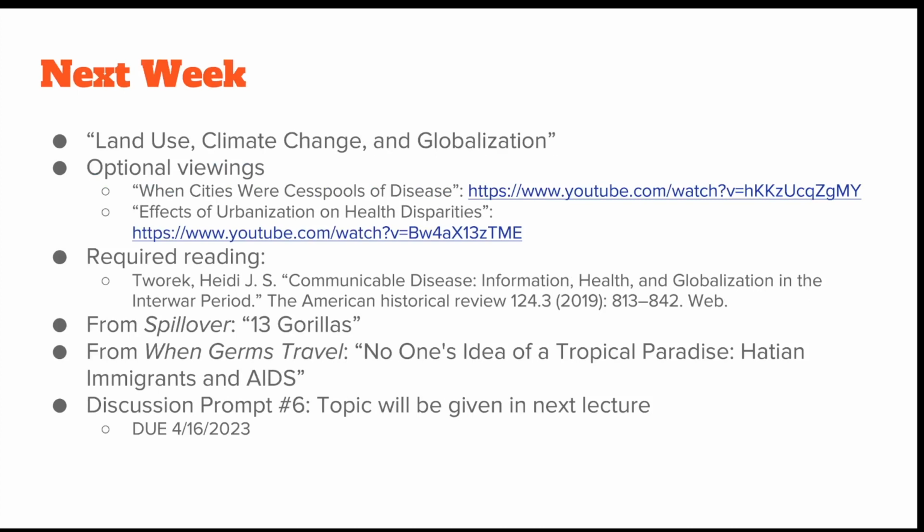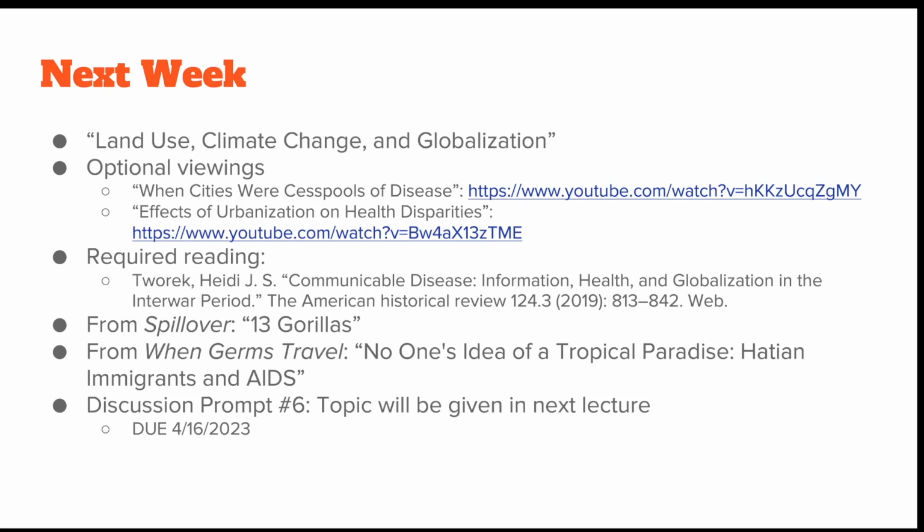Okay, next week we're going to talk about land use, climate change, and globalization. Optional, you can watch these videos: When Cities Were Cesspools of Disease and The Effects of Urbanization and Health Disparities. So, urbanization, good and bad, right? Urbanization brings you sewers and water systems and hospitals and medicine and technology and advancements. But also those cities are growing into places where there's wildlife and there could be spillover events. They are causing overcrowding, which leads to more contagion, right? We saw that with COVID, where overcrowding really led to more people getting sick than in places that were not as overcrowded. So please, if you have a chance, watch those.